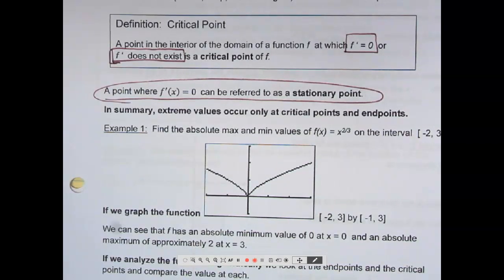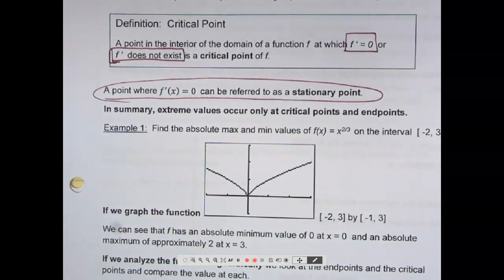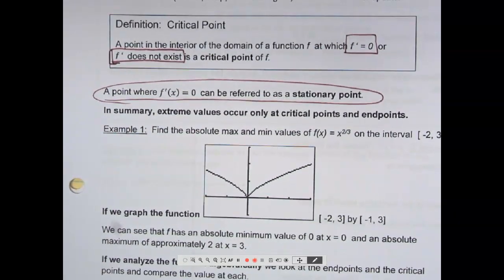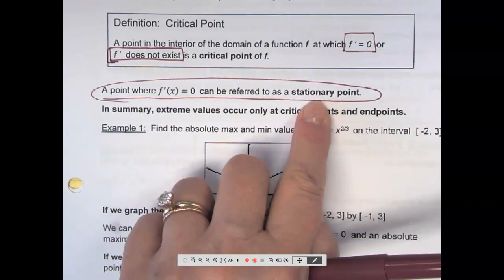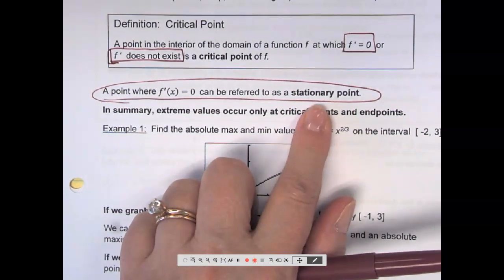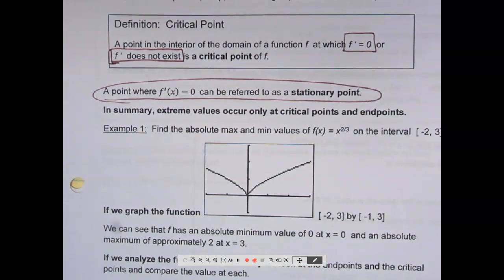Okay, let's think about also, what if I have a function that represents position? What is its derivative representing? Velocity. When that first derivative is 0, your velocity is 0. What's happening if velocity is 0? You are not moving. You are stationary. Okay, so stationary point just means the derivative is 0.